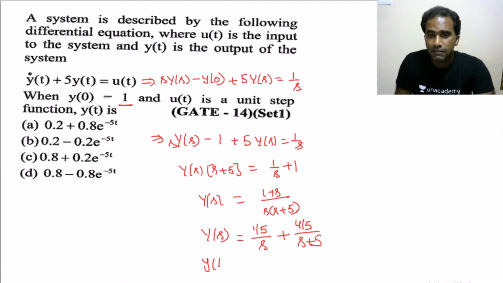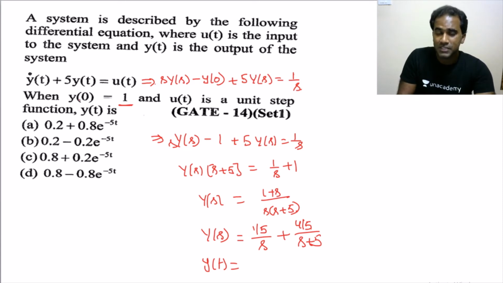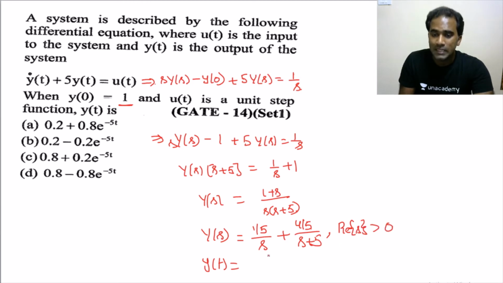If you are finding y of t, since there is no ROC given, by default the ROC is right-sided, because when the differential equation is given and no information is given, you can assume it is a causal signal and solve the problem. The poles are 0 and minus 5, so the ROC is the real part of s greater than the rightmost pole, which is 0. So the inverse Laplace transform will be 1 by 5 into u of t plus 4 by 5, which is 0.8, into e power minus 5t into u of t.